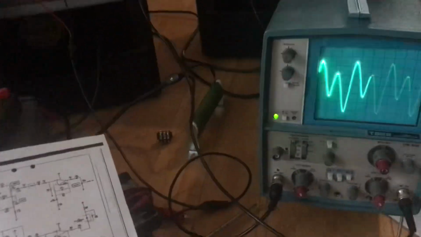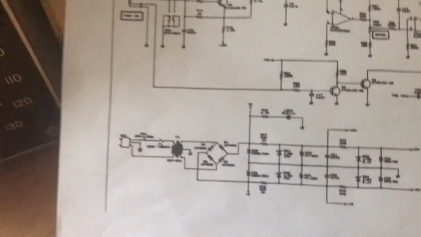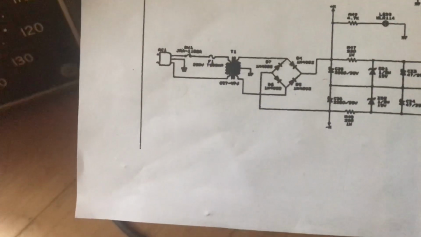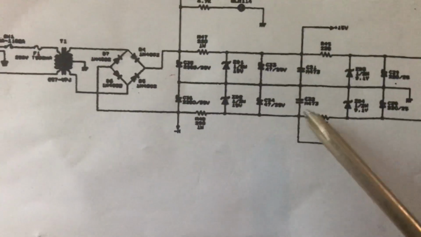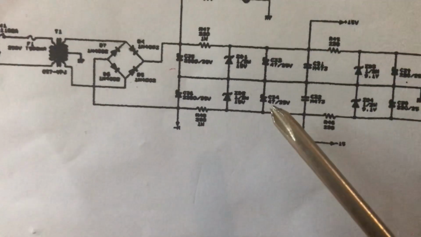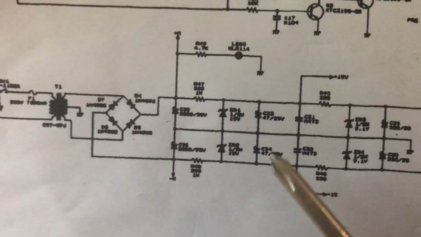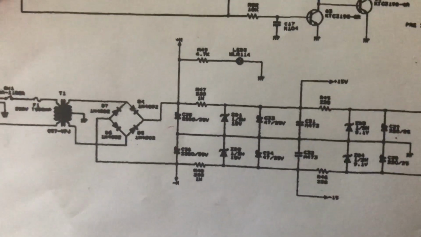Welcome to the Vox Pathfinder 15R channel, and in the interest of science, I want to document the ripple current across the second pair of filter capacitors. These are ceramics. These are filters, 47 microfarads. This is for the second stage that puts out the plus and minus 15 volts.